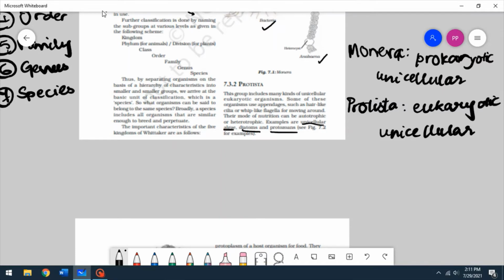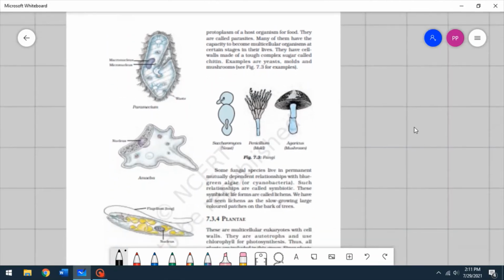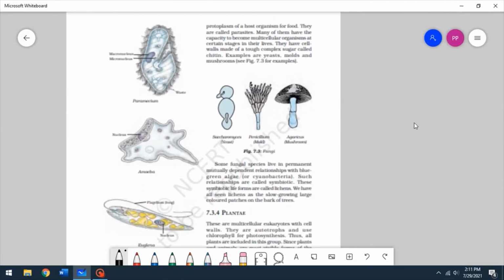When you're giving the examples of Protista, it is important to write unicellular algae because there are other types of algae that are multicellular, but only unicellular eukaryotic organisms come under Protista. So when you're listing algae as an example, you should mention that you're talking about unicellular algae, not multicellular algae. A few other examples would be Paramecium, amoeba, and euglena.